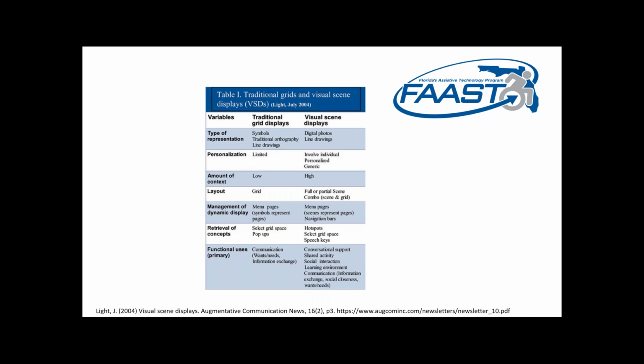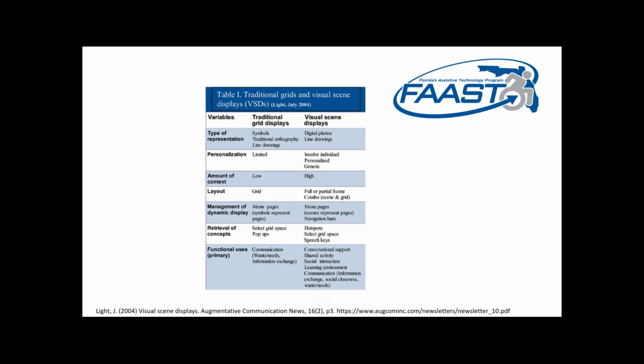The context, like we just talked about, is very low for a grid display. You're not getting a lot of information from the grid itself in order to understand that vocabulary. Whereas the visual scene display, because you're using a photograph, there's a lot of extra information in there. And there's certainly things you can do when selecting your photograph to help support that context. We're going to talk about some of those ideas today. But in general, you're going to have much more support for both the AAC user and their communication partner in terms of understanding what the context is for that communication action that's happening.